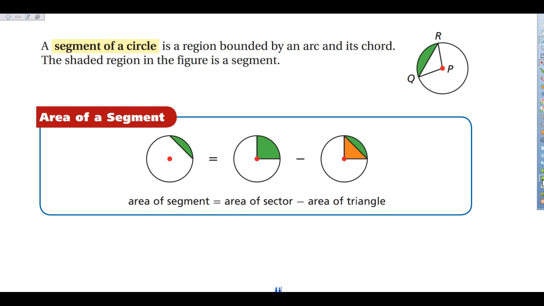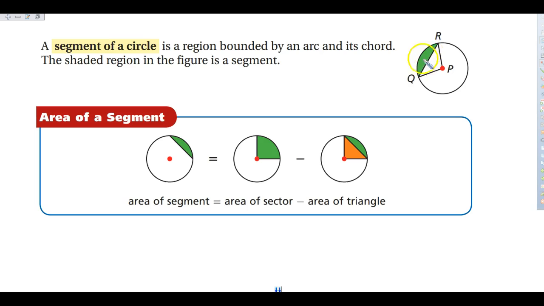Next thing we're going to talk about is a segment of a circle. What we're looking at is that a segment is this area that is contained by the arc and the chord. So this shaded green area is what we call a segment of a circle.